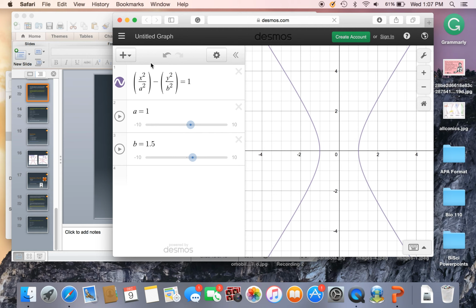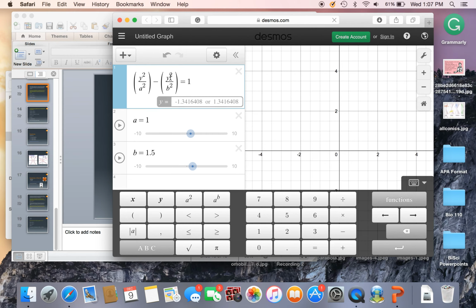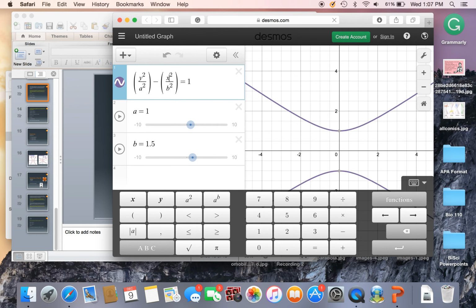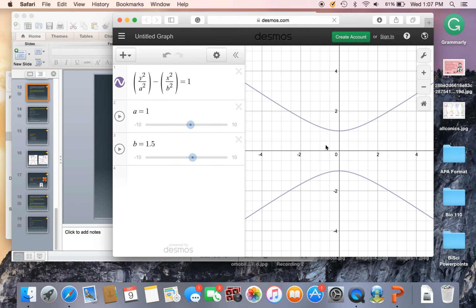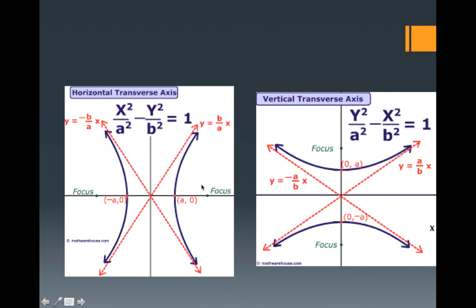And if we want to have a vertical transverse axis, all we need to do is switch y and x. And we find that the curves open upward and downward. Let's go back to the presentation. Just like I said before, this is horizontal, this is vertical. Here we can see the asymptotes that these two curves are following.